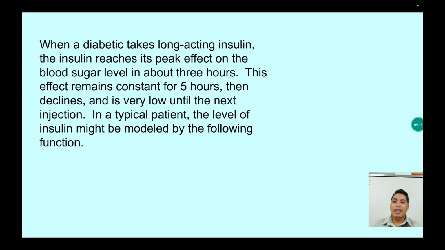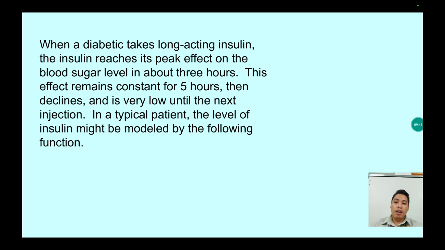Let's try this one. When a diabetic takes long-acting insulin, the insulin reaches its peak effect on the blood sugar level in about 3 hours. This effect remains constant for 5 hours, then declines, and is very low until the next injection. So you see how the sugar level fluctuates over different periods of time.